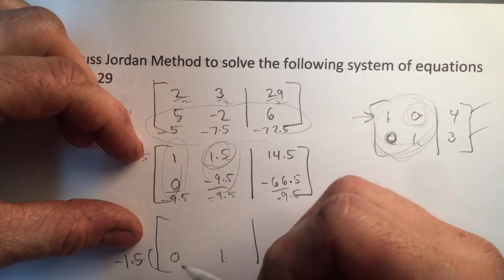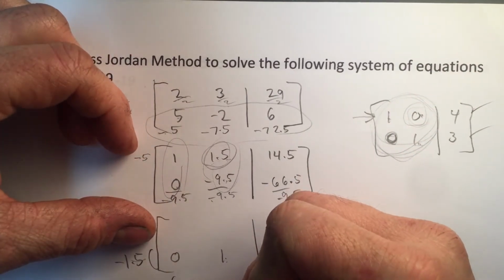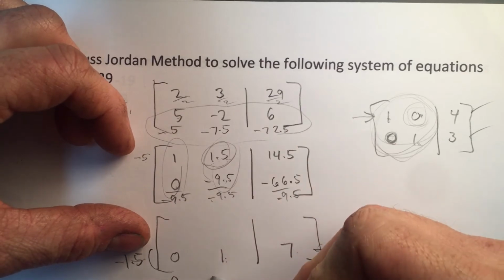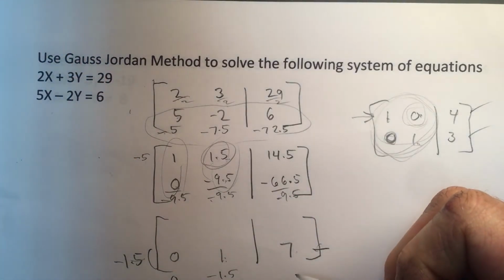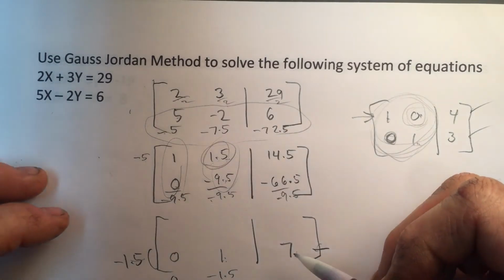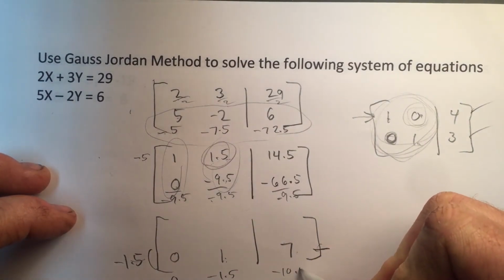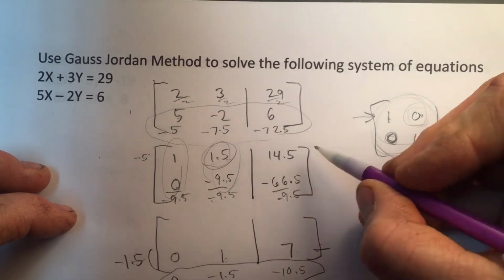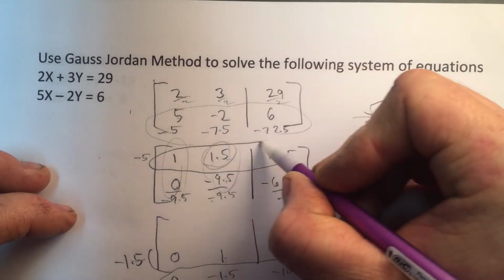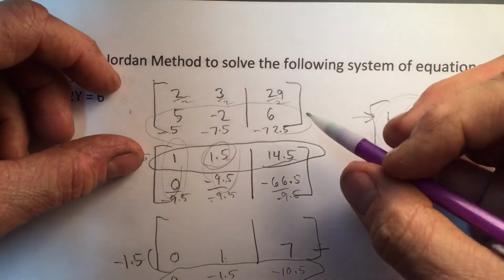So negative 1.5 times 0 is 0. Negative 1.5 times 1 is negative 1.5. Negative 1.5 times 7 is negative 10.5. And now I'm going to take this right here, and add it to this one right here, and that should finish me up.